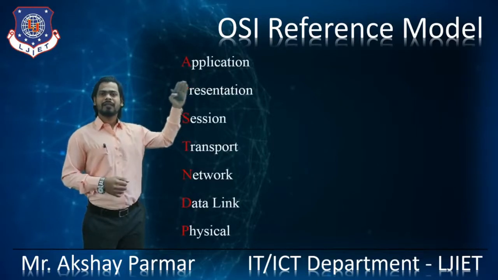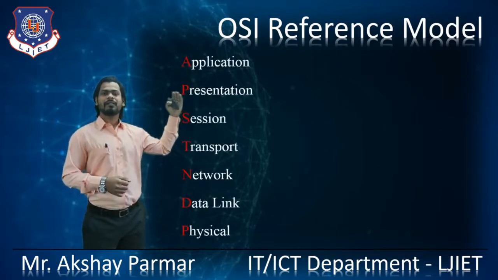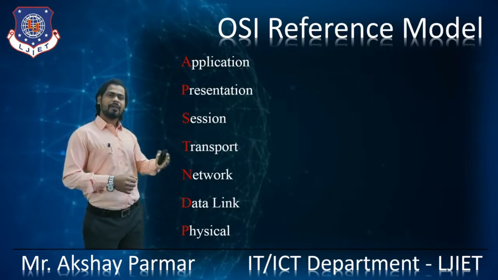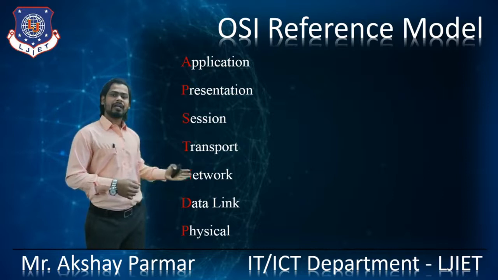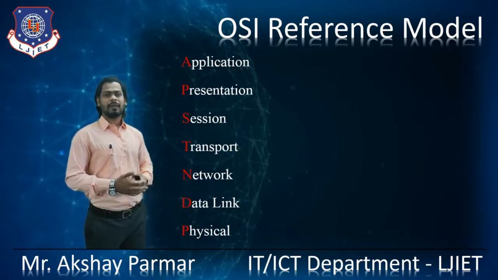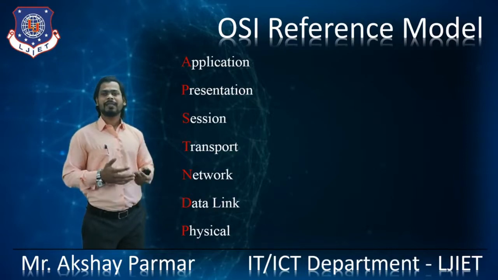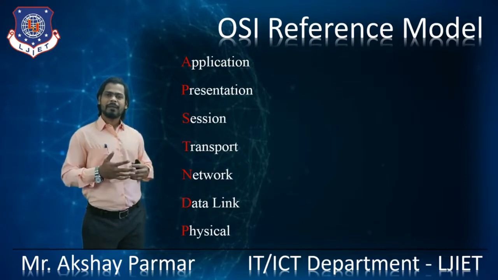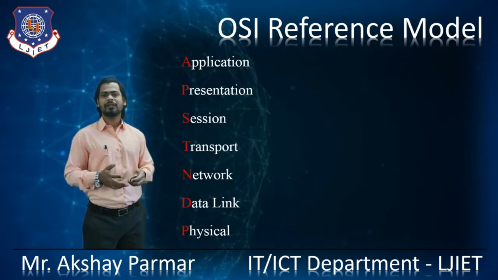After the application layer, the presentation layer is here. After that the session layer, after that the transport layer, after that the network layer, after that the data link layer, and at the end the physical layer is there. So by the help of that statement, "All People Seem To Need Data Processing", we can easily remember the sequence of the layers of the OSI reference model.